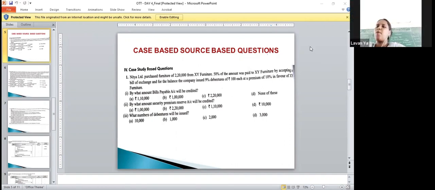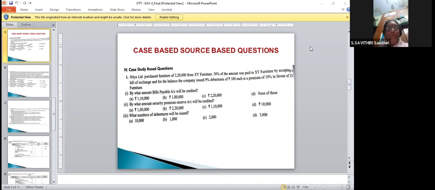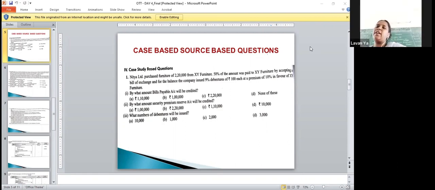1,10,000, that is half the amount. 10% is 10,000, which is the premium for them.